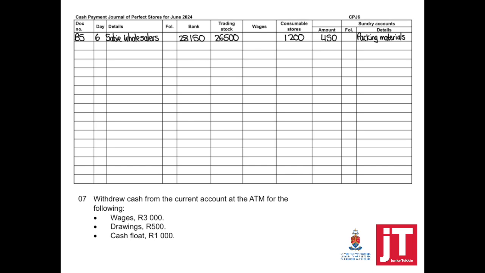Day 7, withdrew cash from the current account at the ATM for the following. So my source document is ATM, it's actually ATM slip. On day 7, cash, and again I'm starting with why did we draw the money? We drew money because of wages, 3,000, drawings, 500, cash float, 1,000. This means in total, 4,500 was drawn from the ATM.